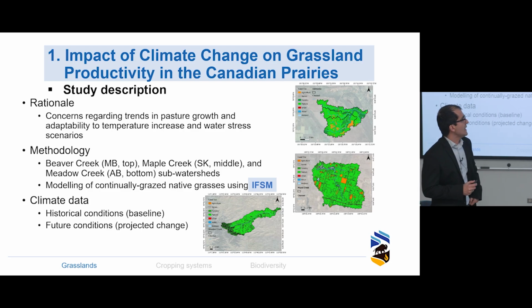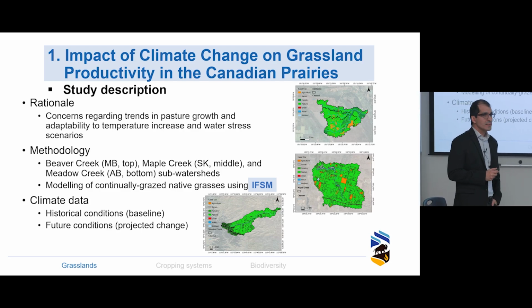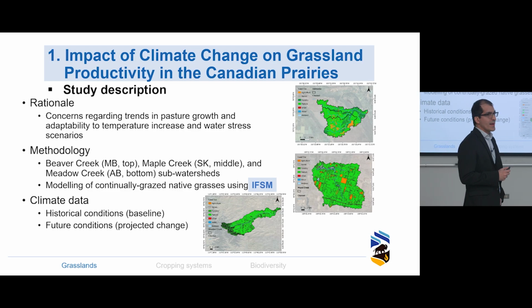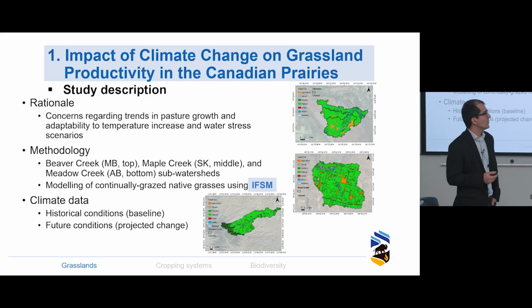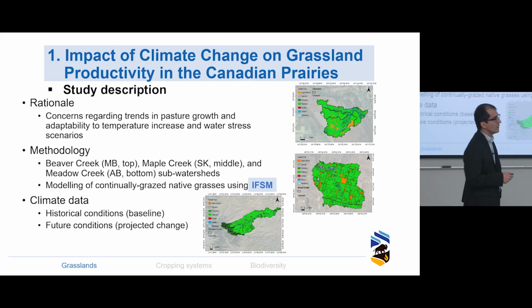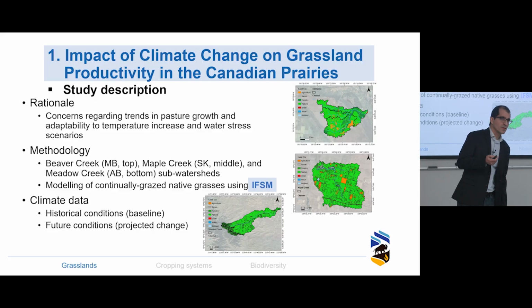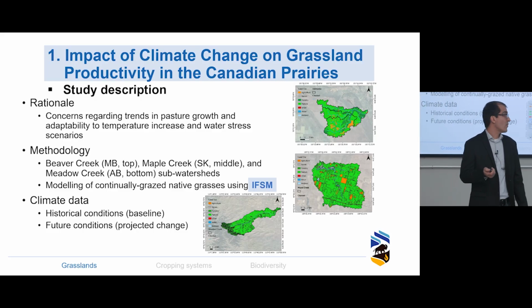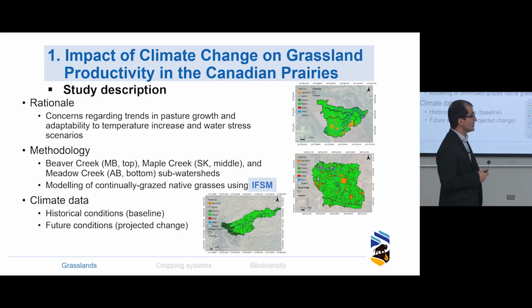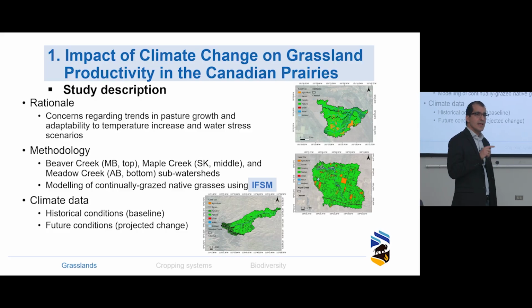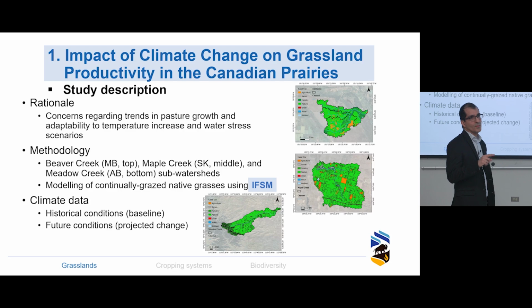So the first one is simulation of grasslands and looking at the impact of climate change in those landscapes. This is important because those landscapes are important for economic activities in the prairies, like beef production, but also because of ecosystem services, like carbon regulation and air quality, for example. So the question for us was, is climate change going to impact productivity? Because those services depend on the productivity of the biomass production of those landscapes.